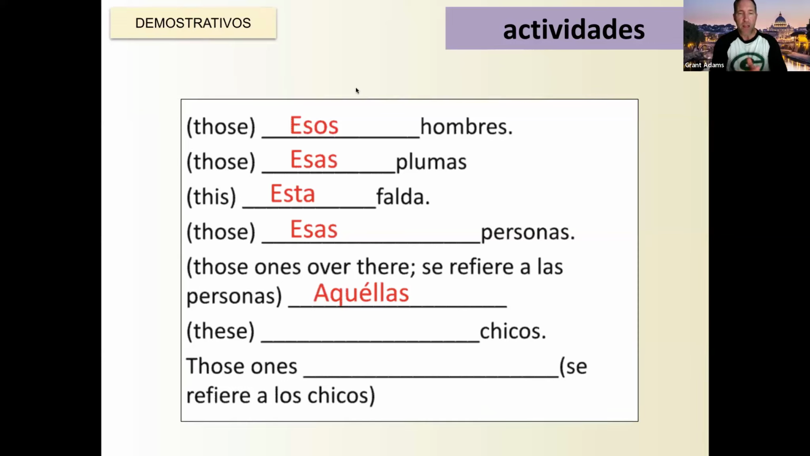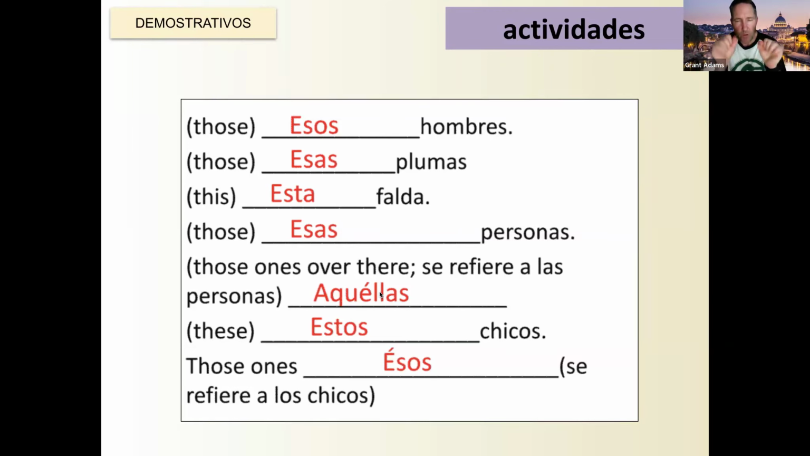Okay, perfecto. These boys. Okay, excelente. Estos chicos. Those ones. And my example of that, hold on. Go back. This is an example of saying those ones. And I was going to delete it in the end, but then that popped up. Oh, you know what? Actually, you know what?